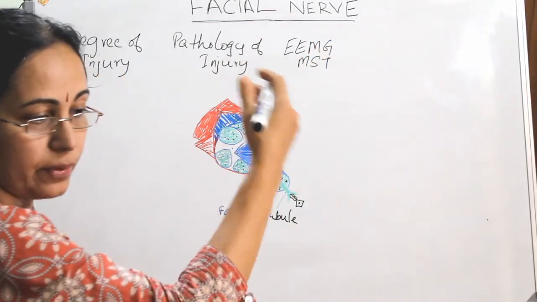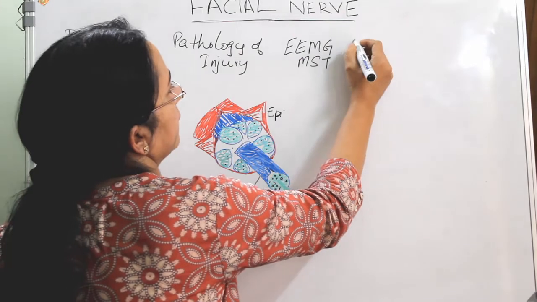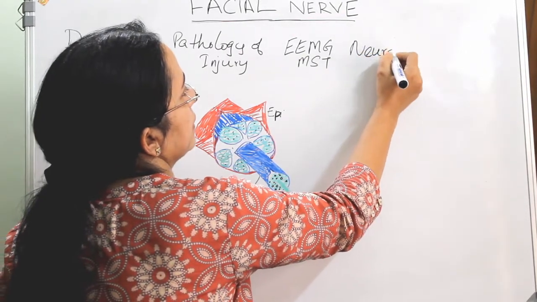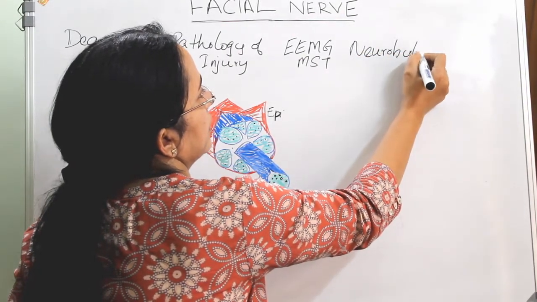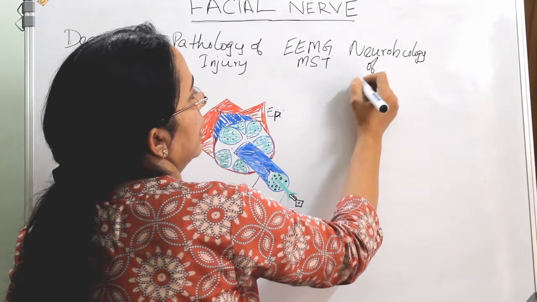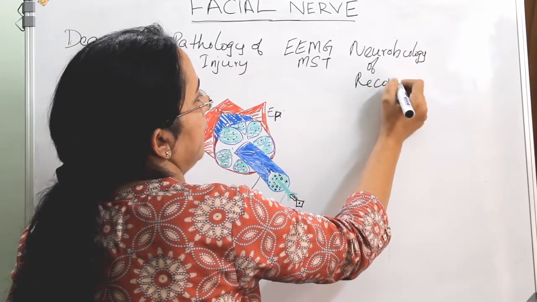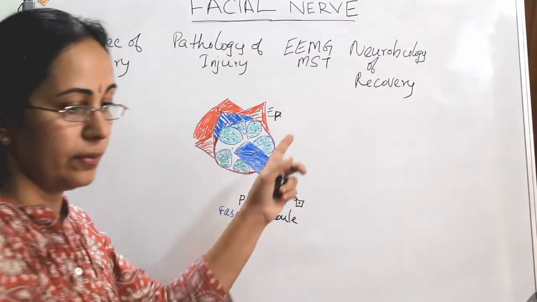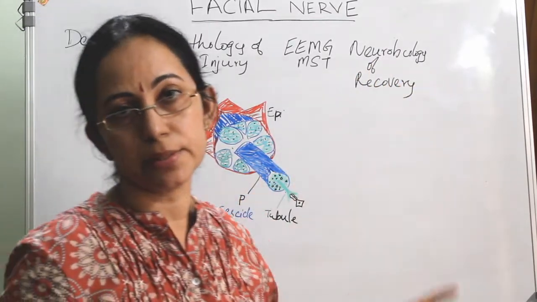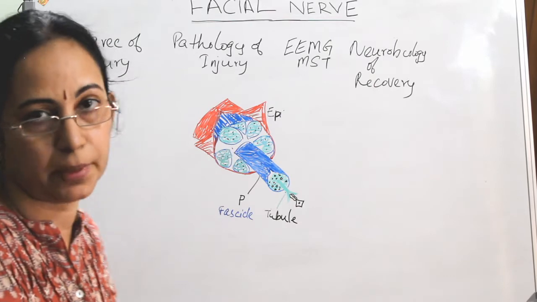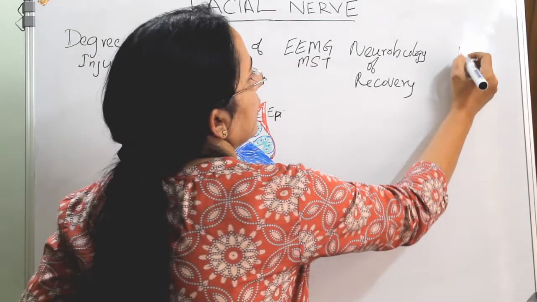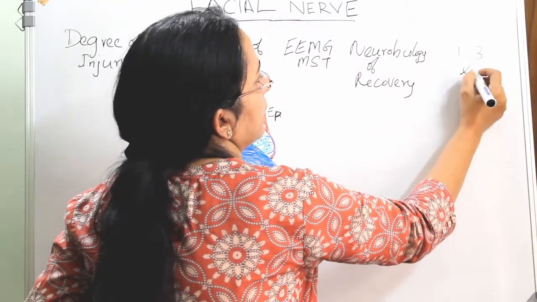And what is the neurobiology of recovery? What happens along with the recovery? And finally, we can grade the spontaneous recovery according to House and Brackmann grading.